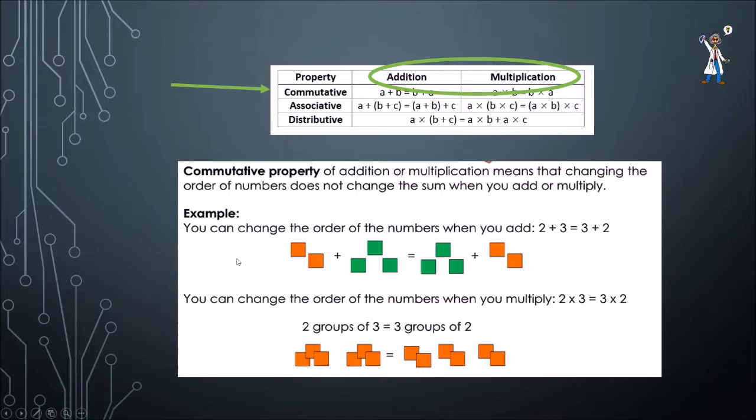The same applies to multiplication. If I have 2 groups of 3 blocks, and I give them to you, 2 blocks of 3 each, you're going to have 6 blocks. Now if I decide, no, I'm going to give you 2 blocks at a time, and I give you 2 blocks, 2 blocks, 2 blocks, that means 3 blocks of 2, you're still going to end up with 6 blocks.